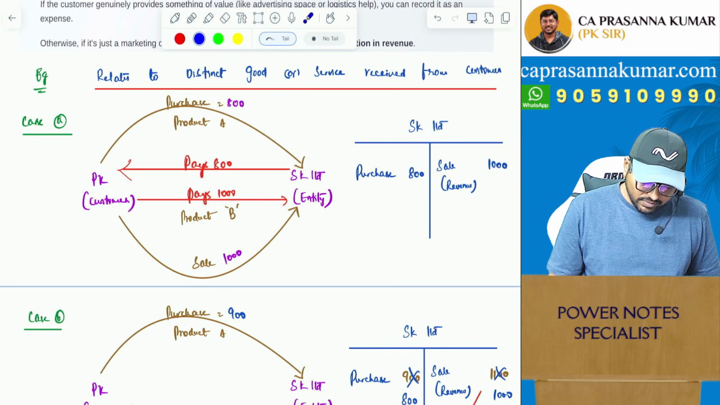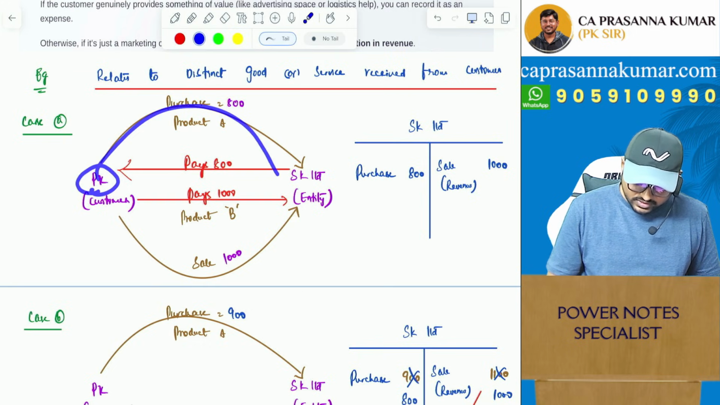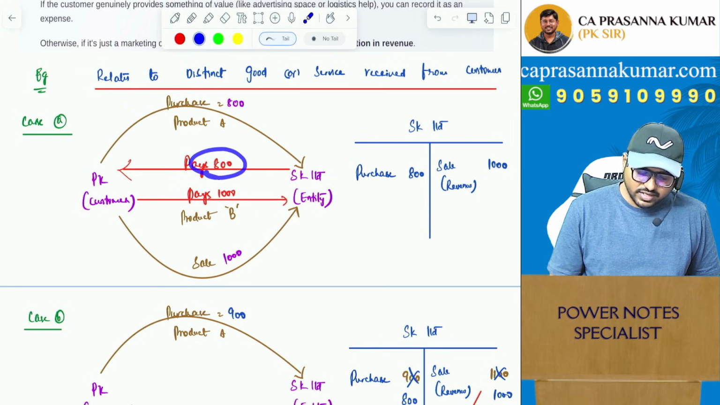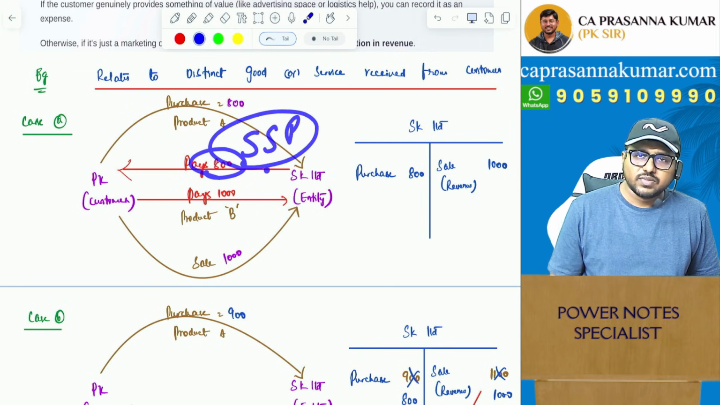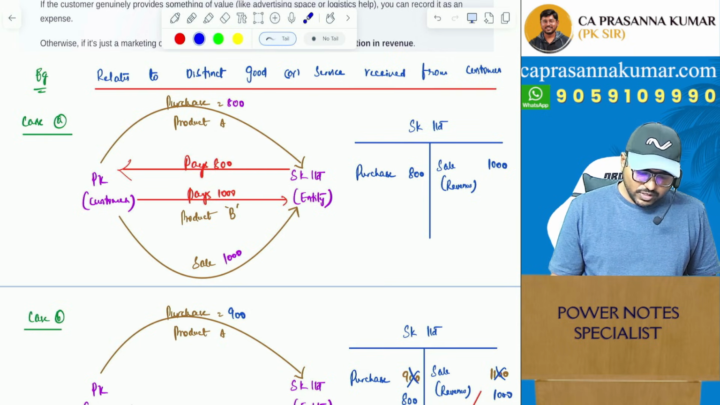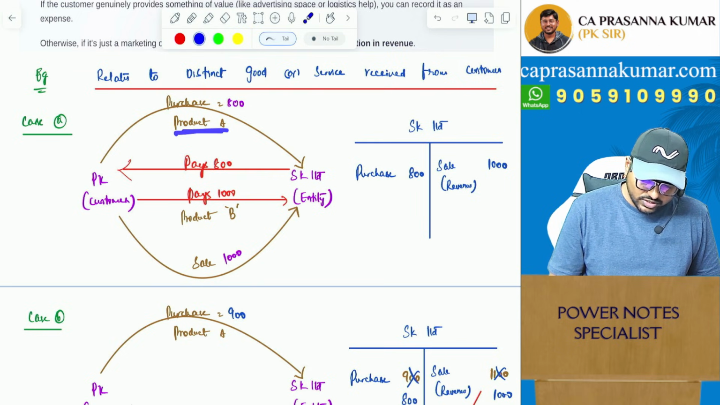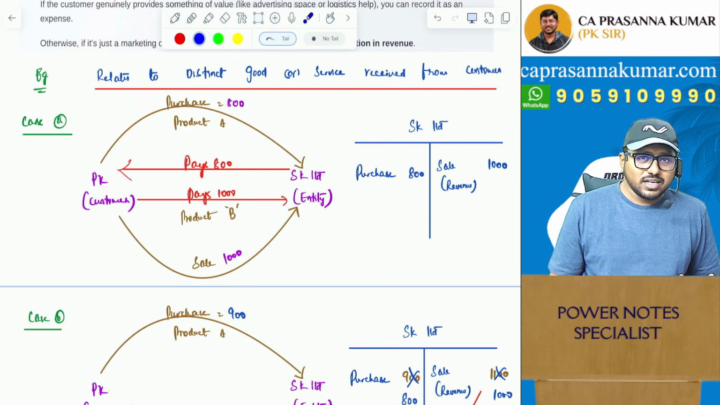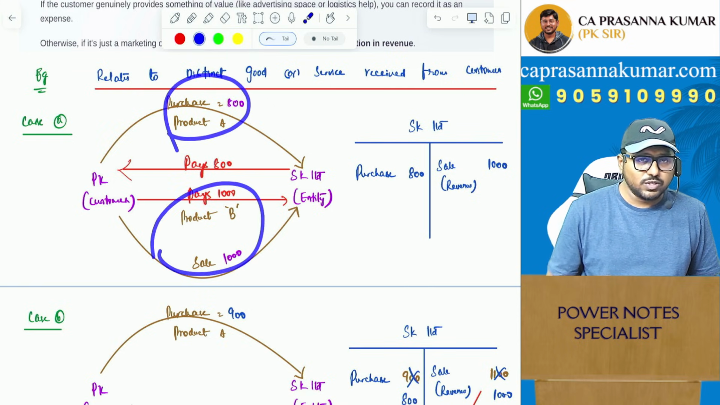Presuming that whatever the price at which product A is sold by PK to SK, for which SK has paid 800, let's presume that it is SSP, standalone selling price, so which is a fair value. So there is no manipulation. Same 1000 is also, there is no manipulation. And presume that this belongs to a distinct good, because distinct good is being sold by the customer to the entity. In that case, if the distinct good or service condition is satisfied, what you will do? Both the transactions you will show separately.